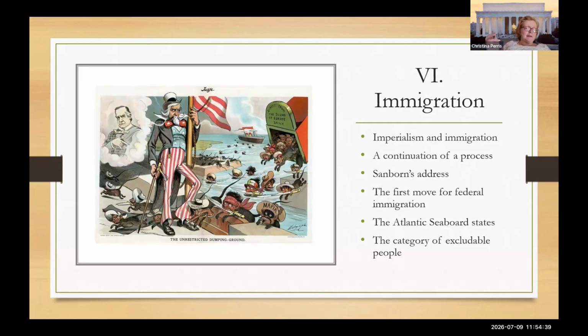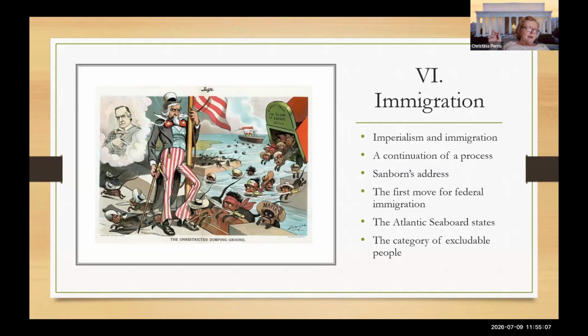The category of excludable people expanded continuously after 1882. So you heard that phrase. It has changed. The excludable group. In 1885, in response to American workers' complaints about cheap immigrant labor, Congress added foreign workers migrating under labor contracts with American employers to the list of excludable people.